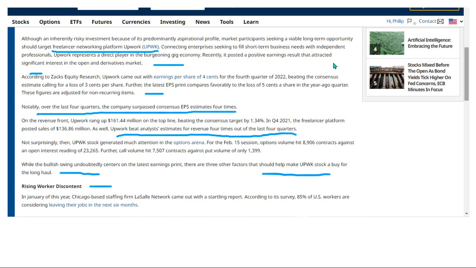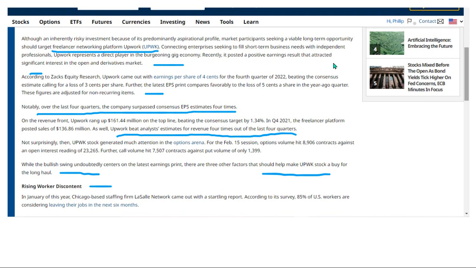Notably, over the last 4 quarters, the company surpassed consensus earnings per share estimates 4 times. So they're generally beating what's expected. On the revenue front, Upwork rang up so much for the top line number, beating the target by a little bit. And then the freelancer platform posted sales of 136 million. As well, Upwork beat analyst estimates for revenue 4 times out of the last 4 quarters.